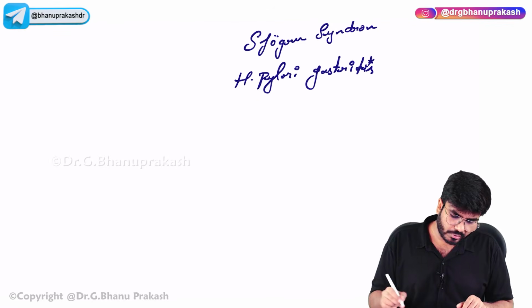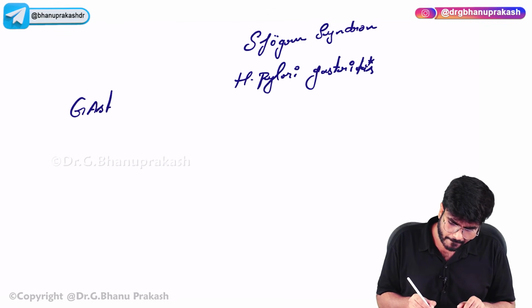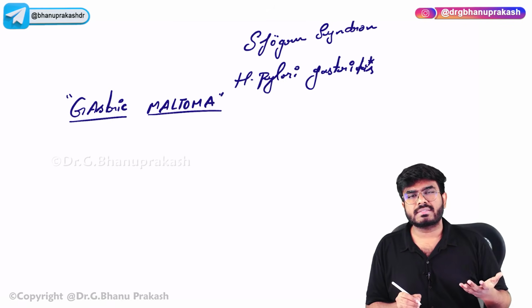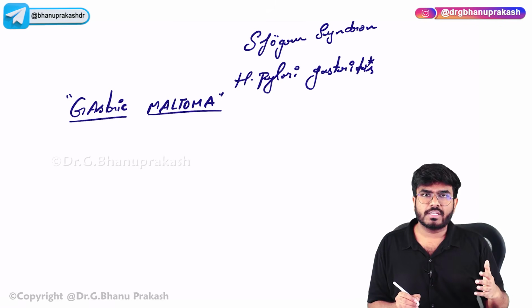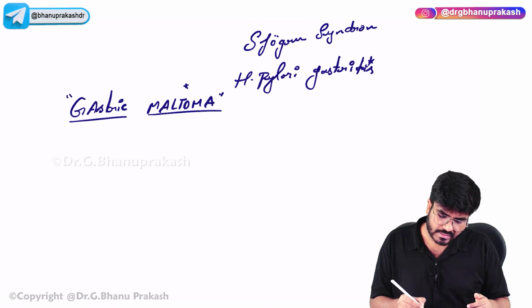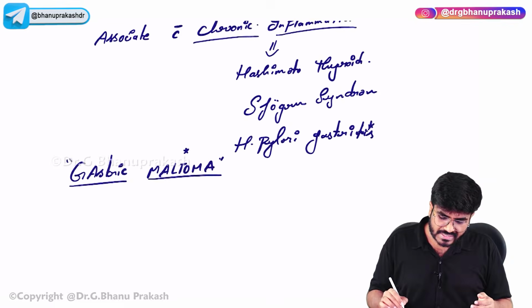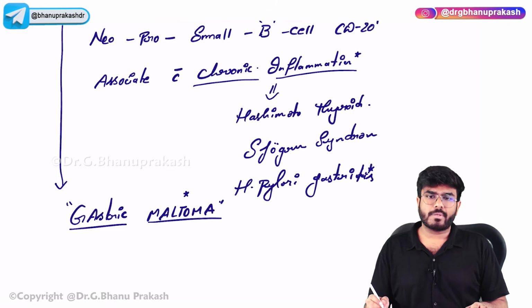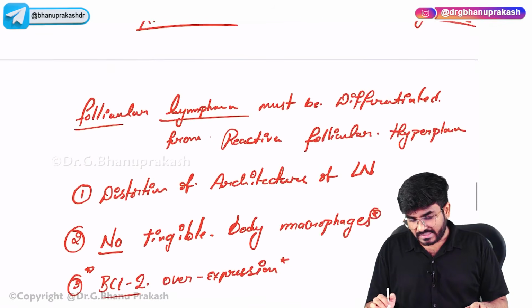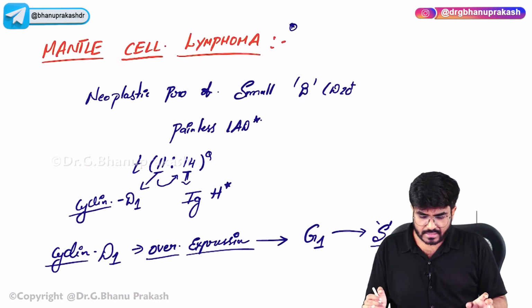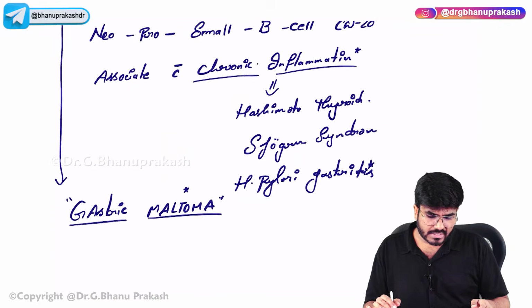The one important point which I want you to know is there is something called a gastric maltoma. Gastric maltoma is usually seen as a complication of H. pylori. Those persons who are having H. pylori gastritis, chronic gastritis, are at risk of getting a cancer which is called a gastric maltoma. This gastric maltoma is a subtype of marginal zone lymphoma. It's nothing but a marginal zone lymphoma. So I have discussed the three lymphomas where the cancer is because of the small B cells. Follicular lymphoma is completed. Next, mantle cell lymphoma and marginal zone lymphoma.